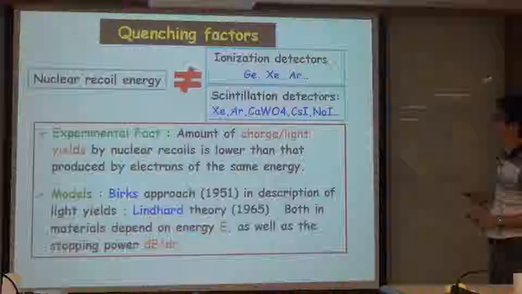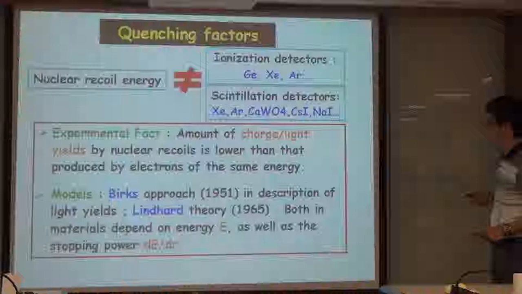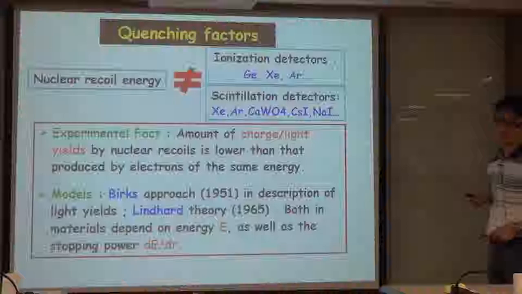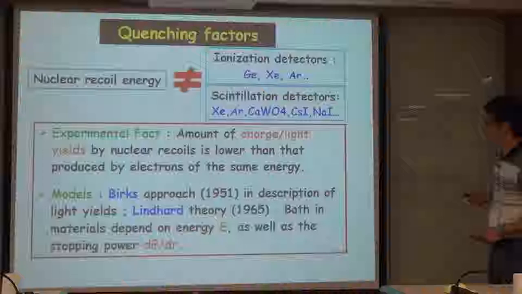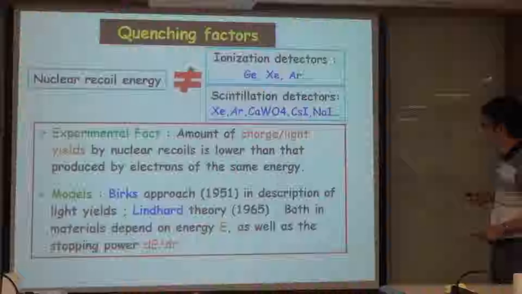So we can have the Birks approach, which at that moment is this expression of the light yield, which agrees with the data very well. And then Lindhard theory, established in 1916, is also quite successful in delivering these theories.